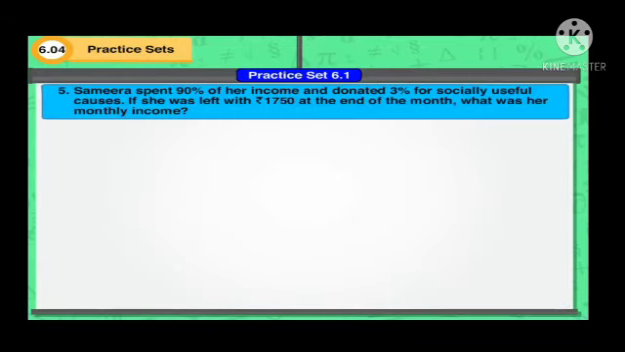Fifth, Samira spent 90% of her income and donated 3% for a socially useful cause. If she was left with 1,750 at the end of the month, what was her monthly income? Now let's see the solution.